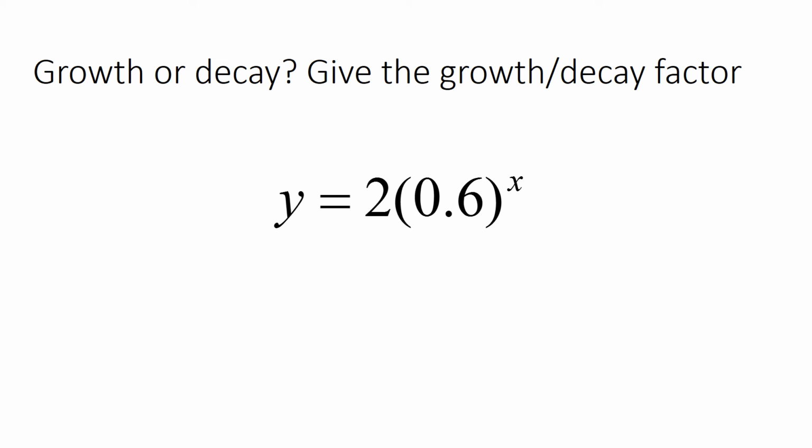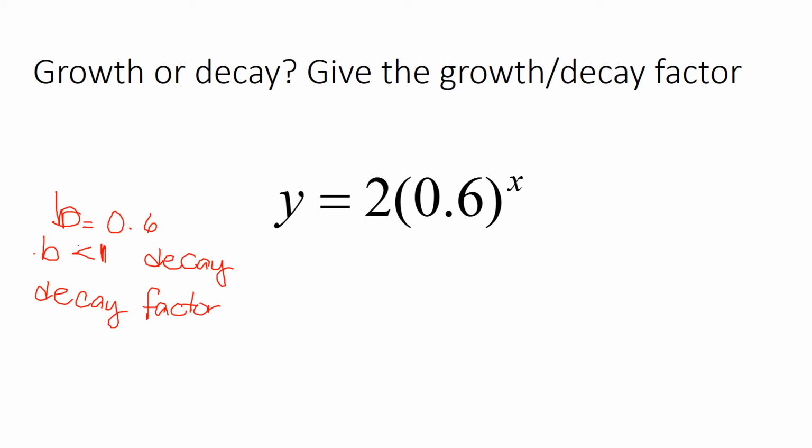So what do you think, growth or decay? Okay, hopefully you said decay because B is 0.6. And so that means because it is less than 1, that means it's decay. And my decay factor is the absolute value of 1 minus 0.6 times 100, which is 1 minus 0.6 is 0.4, so that's 4%. Is that right? So it's 0.4, or is it 40%? It's 0.4 times 100. It's 40%, sorry.